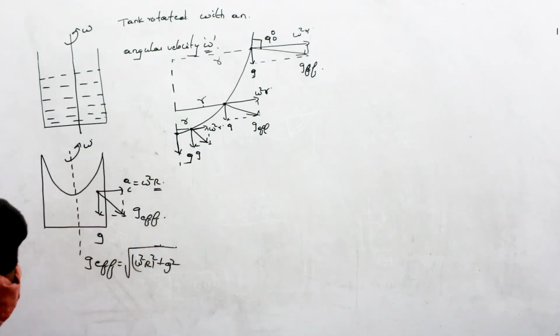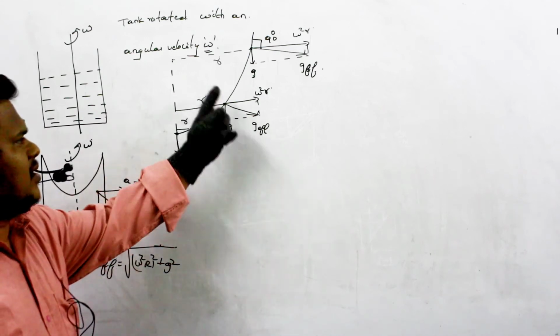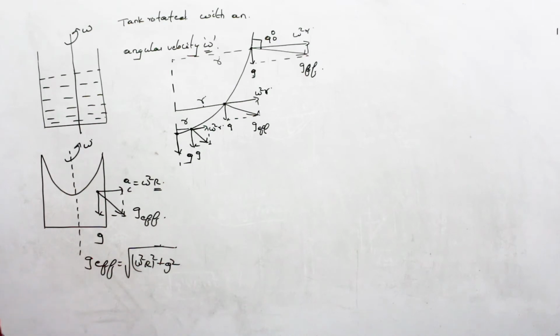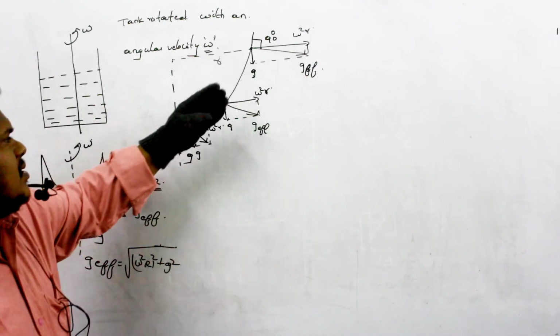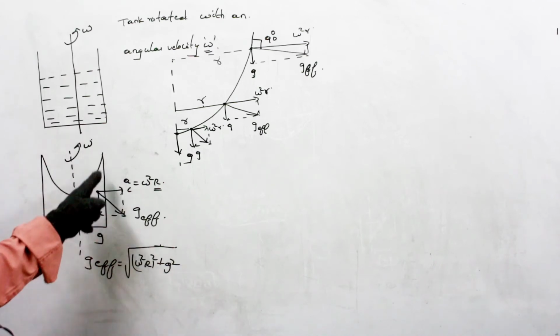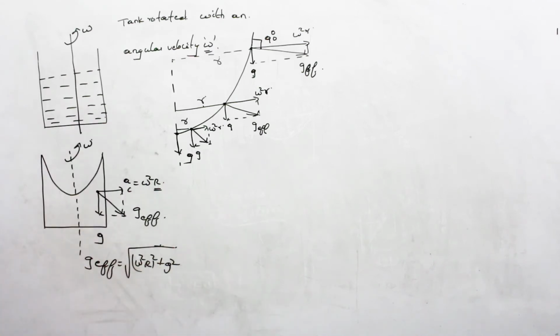And the reason is obvious here. The g effective value continuously changes, its magnitude changes, its direction also changes. So the liquid will align itself in the direction of g effective. Therefore the liquid will take this type of shape.